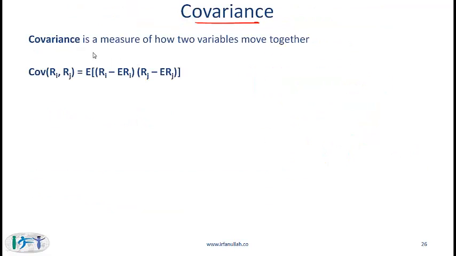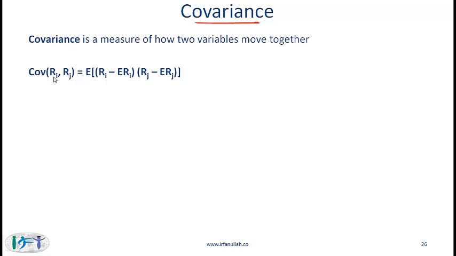Covariance. Covariance is a measure of how two variables move together. And this is the somewhat complicated looking formula for computing the covariance between the expected return on stock I and the expected return on stock J. I will just say this briefly but then illustrate through an example.